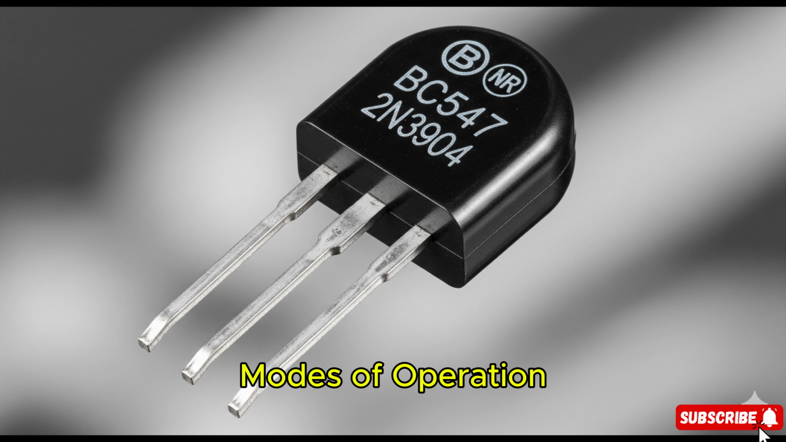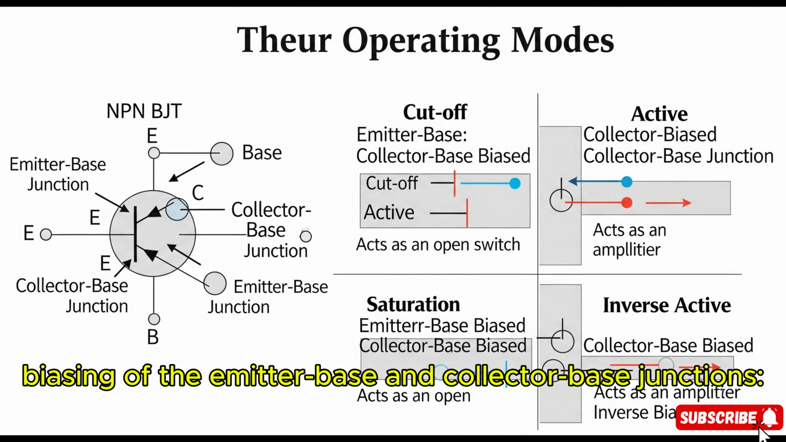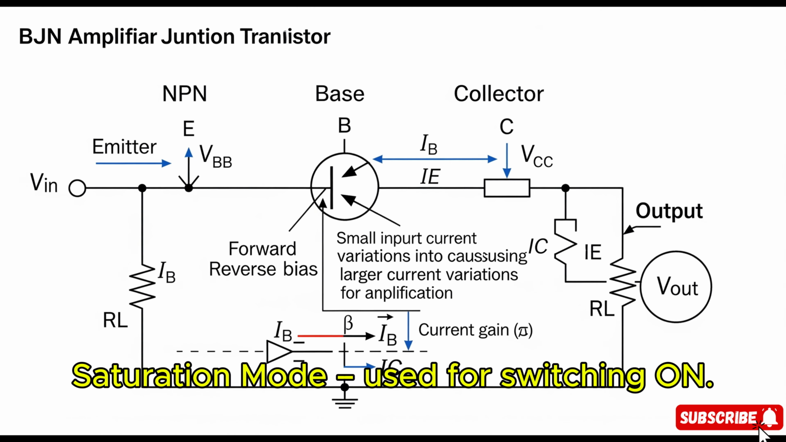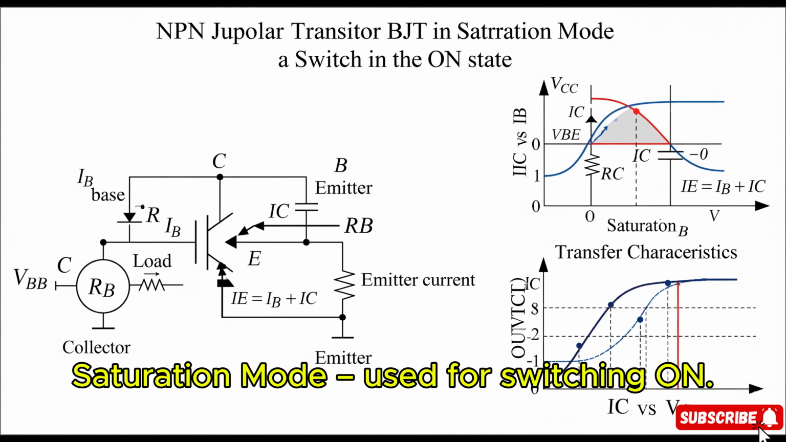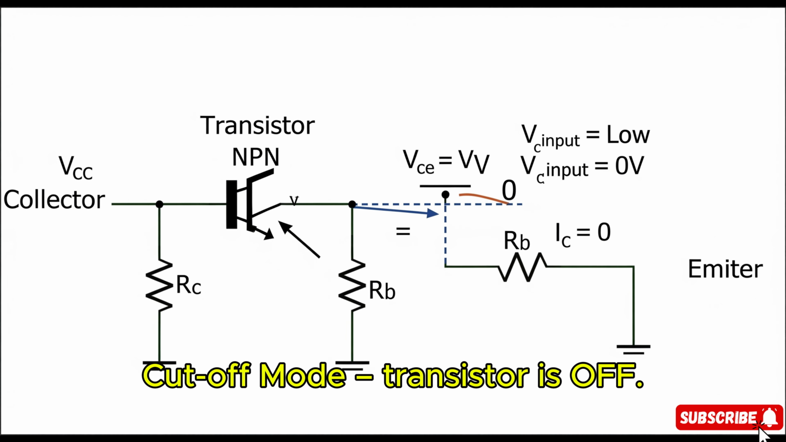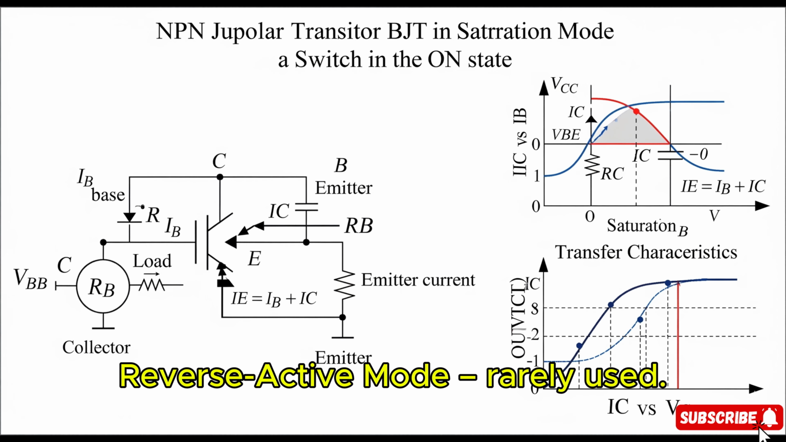Modes of operation. A BJT can operate in four modes depending on the biasing of the emitter-base and collector-base junctions. Active mode, used for amplification. Saturation mode, used for switching on. Cutoff mode, transistor is off. Reverse active mode, rarely used.